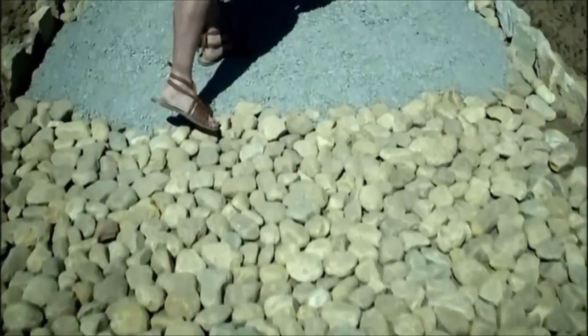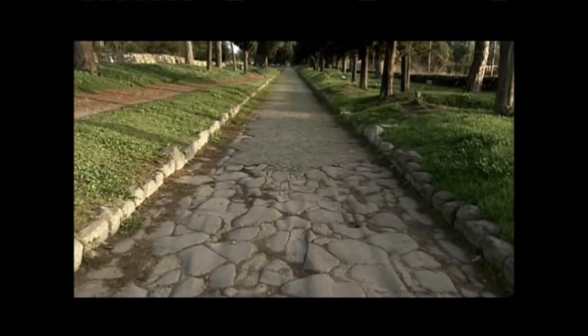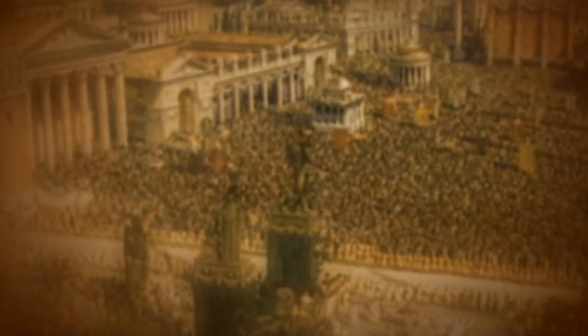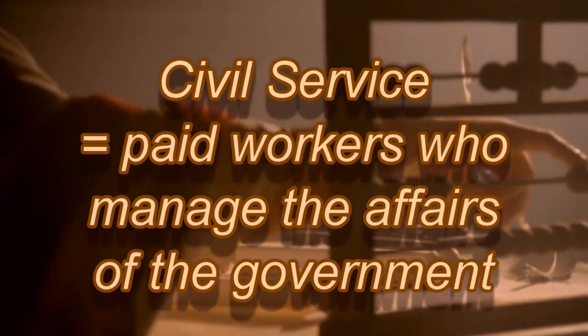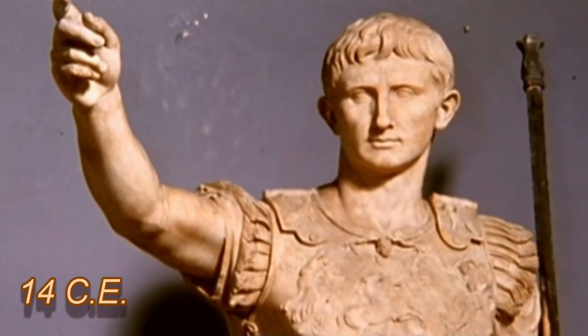The army built a vast network of roads constructed of stone, concrete, and sand that connected Rome to all parts of the empire. Many lasted into the Middle Ages. Some are still used today. Emperor Augustus brought peace to the frontier, built many public buildings, and created a lasting government. He also set up a civil service. That is, he paid workers to manage the affairs of government. After Augustus's death in AD 14, the system of government that he established maintained the empire's stability.